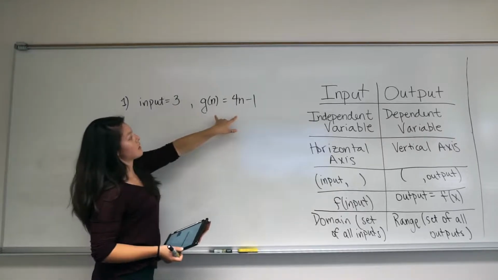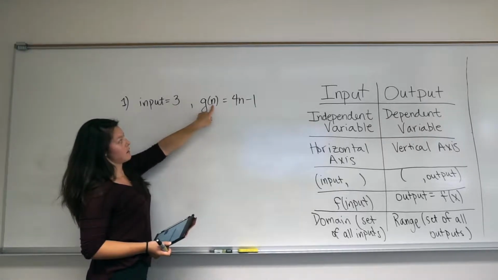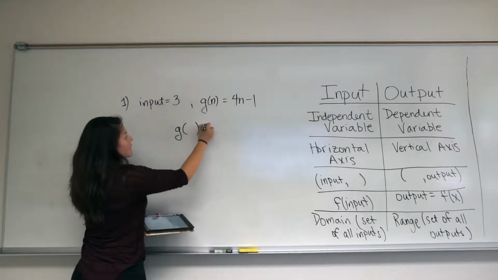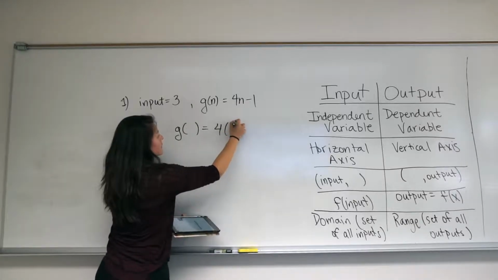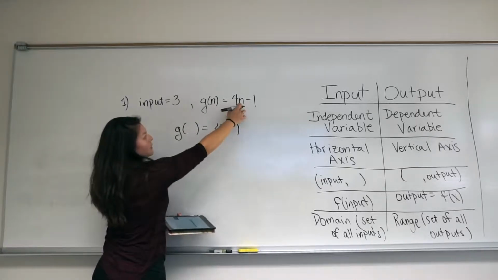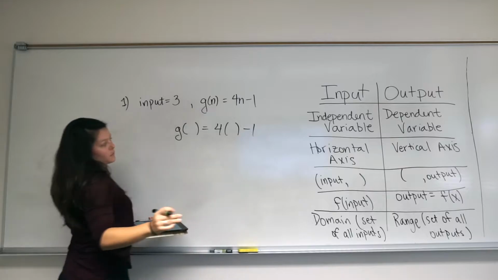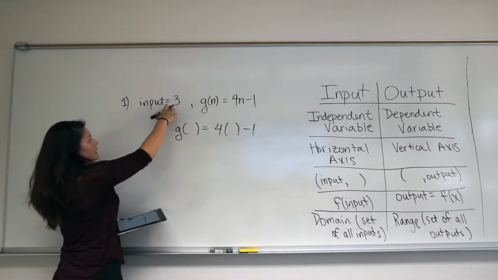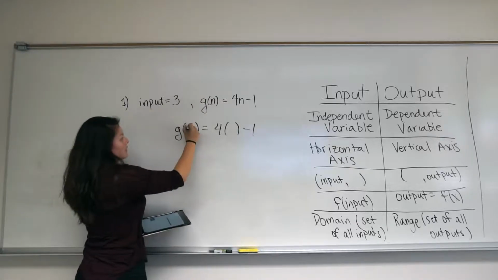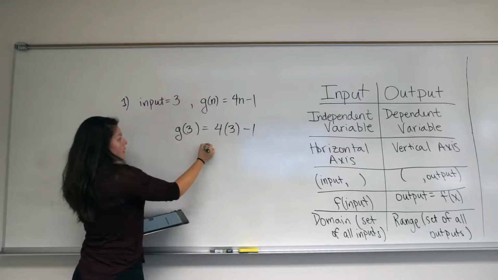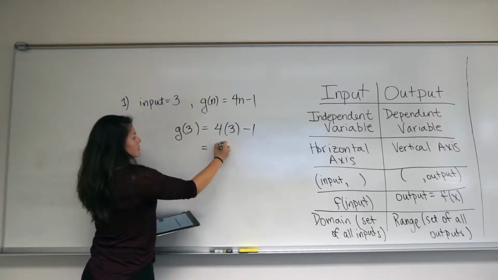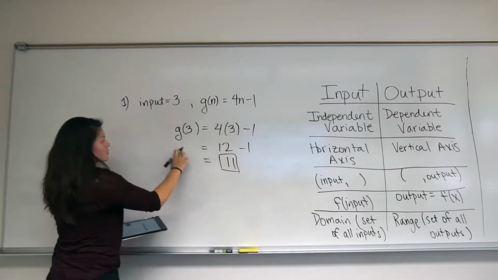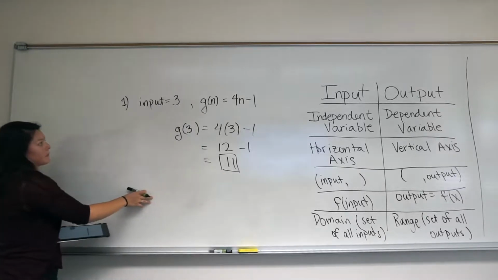So notice in this function, our input is n. So we're going to take parentheses around n in our function. So replace your input with parentheses, is what I meant to say. And anywhere you see parentheses now, you're just going to input the value 3. Okay, so then when we simplify, this is 12 minus 1, which is 11. G of 3 equals 11.